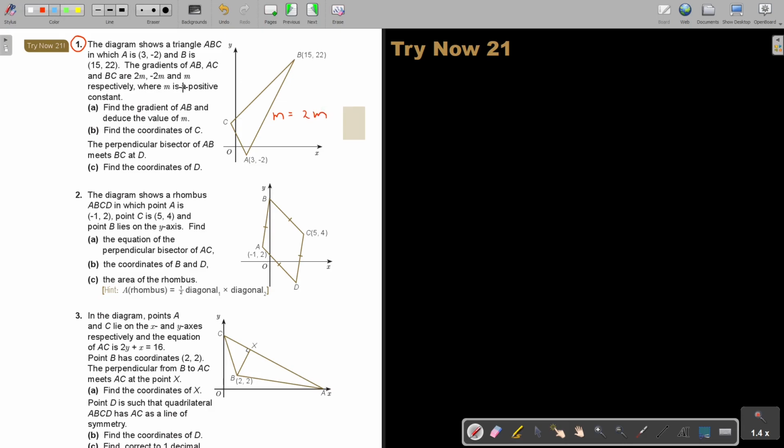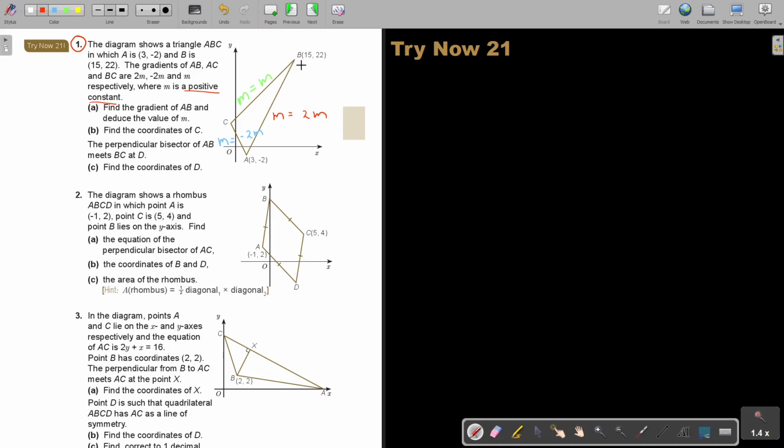Let's make it different colors. The gradient of AC is going to be negative 2m. And the gradient of BC is m, respectively, where m is a positive constant. Keep that in mind. It's always very important that you underline that kind of thing, so that you keep it in mind. So find the gradient of AB and deduce the value of m.